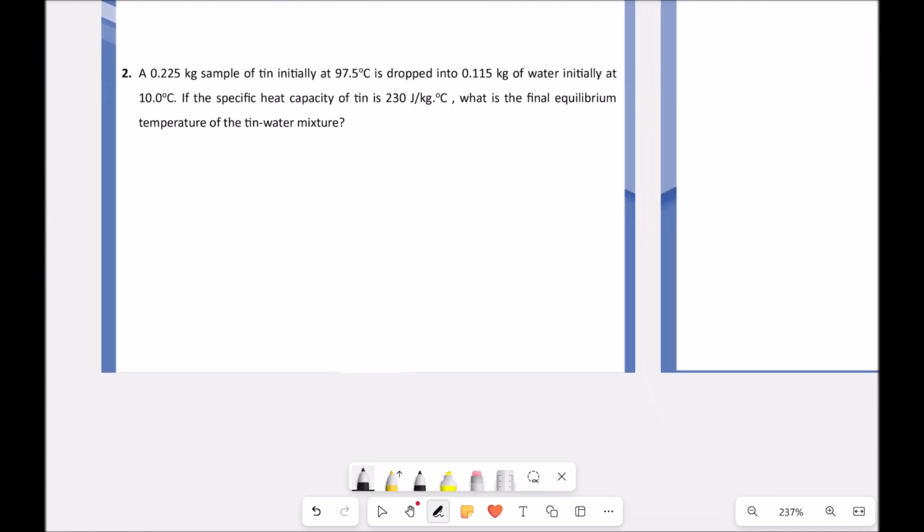Question 2, it says a 0.225 kilogram sample of tin at 97.5 Celsius.